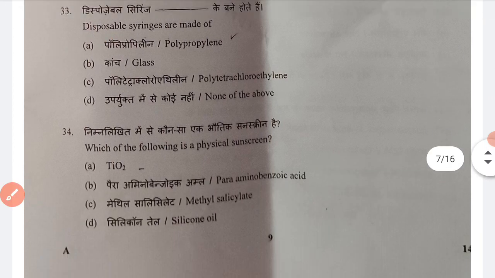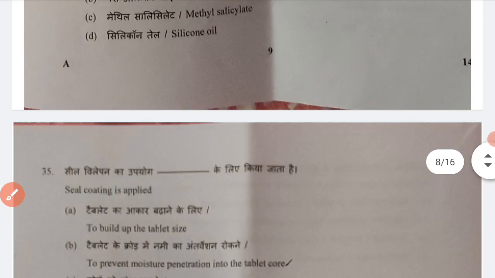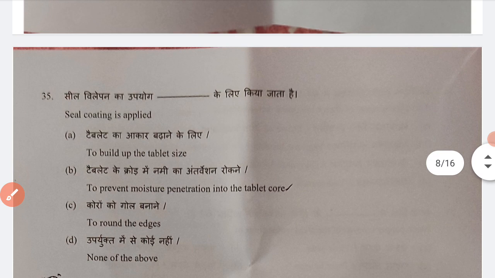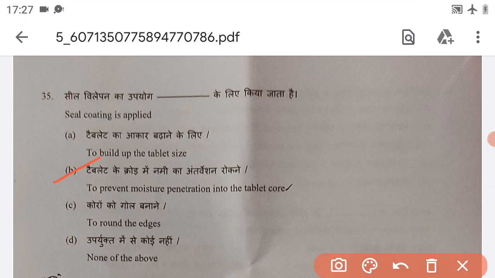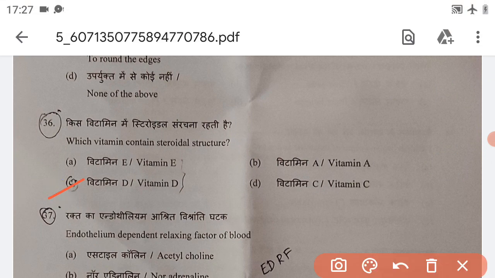Next, which of the following is a physical sunscreen? Examples are titanium dioxide and zinc oxide. So the right answer is option A. Next, seal coating is applied to prevent moisture penetration into the tablet core. Next, which vitamin contains a steroidal structure? Easy question, option C, vitamin D.